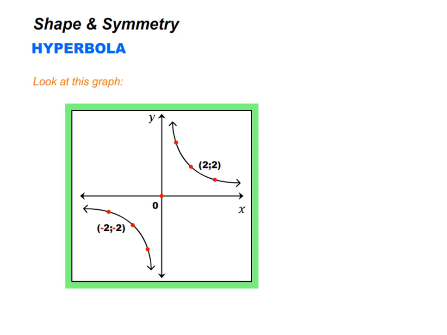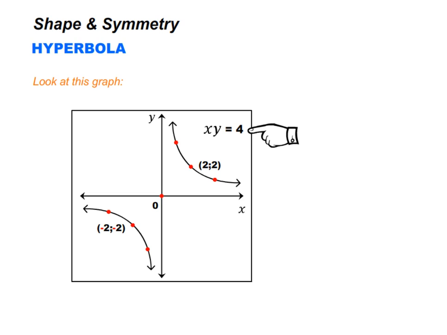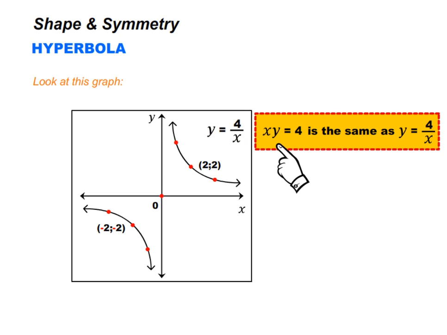Look at this graph. The graph you are seeing is the graph of xy is equal to 4. xy is equal to 4 can be written as y is equal to 4 over x. It's important to know that xy is equal to 4 is the same as y is equal to 4 over x.